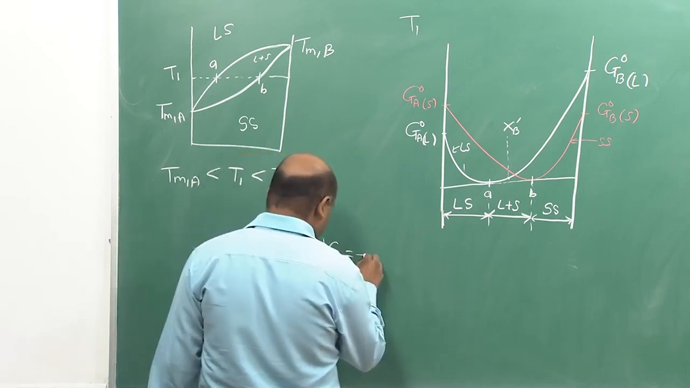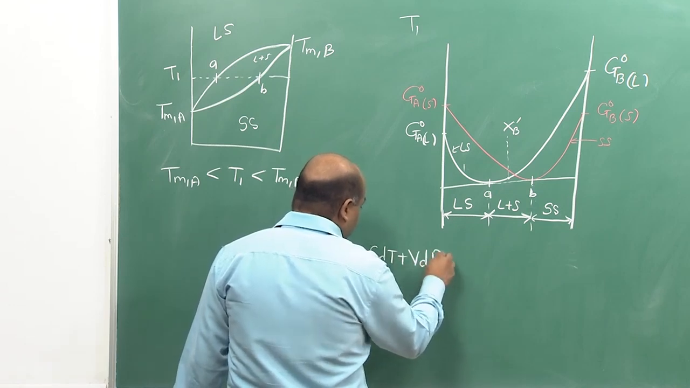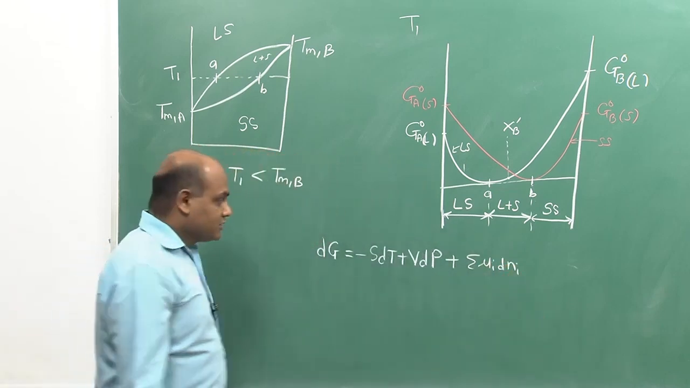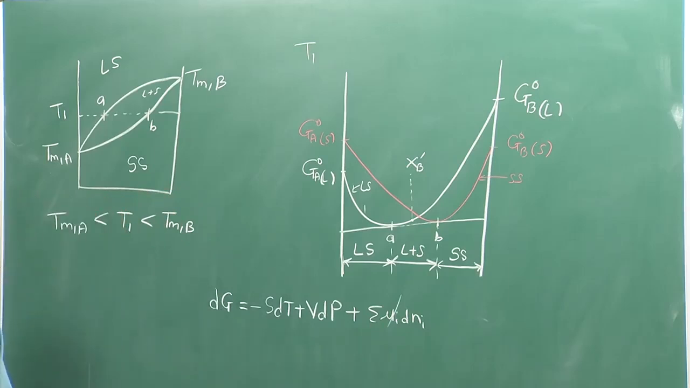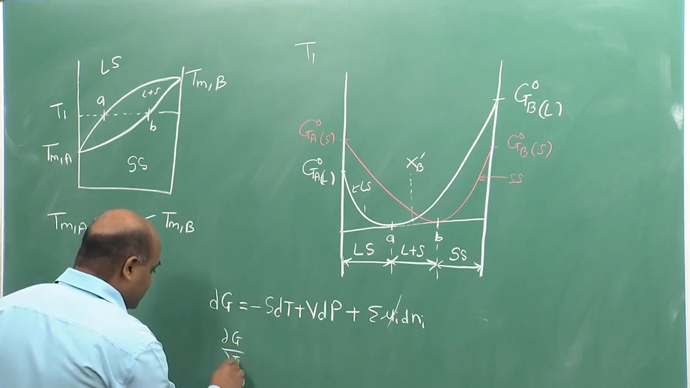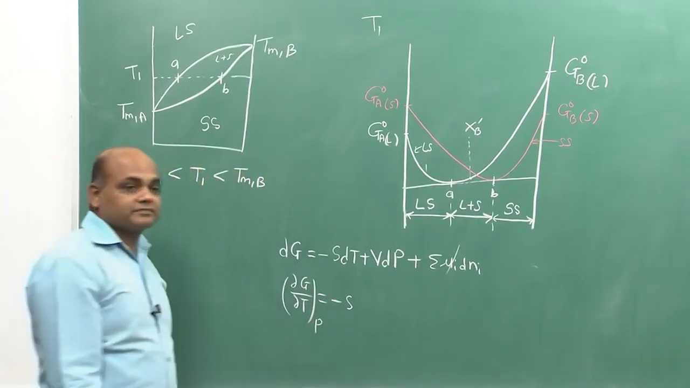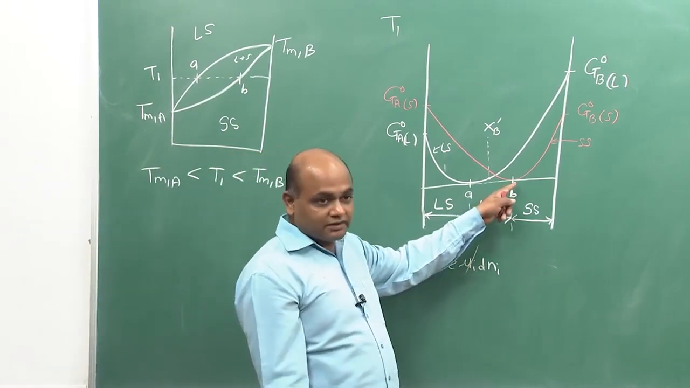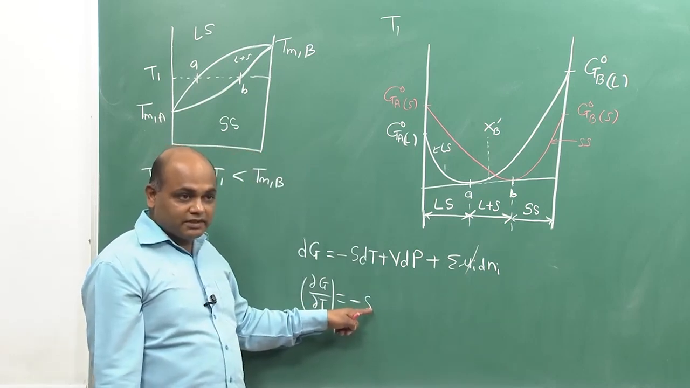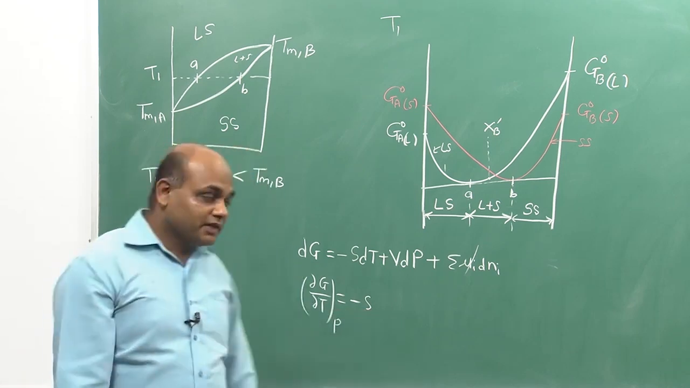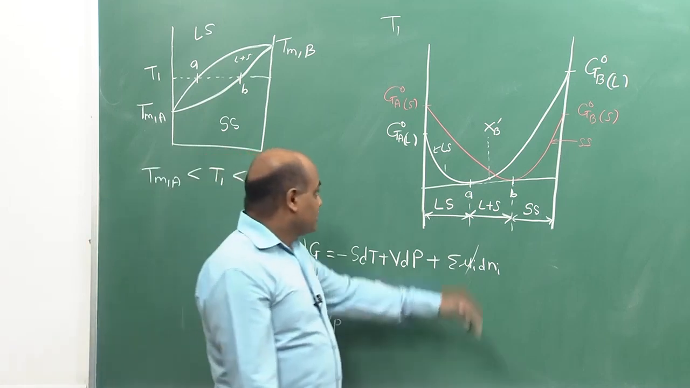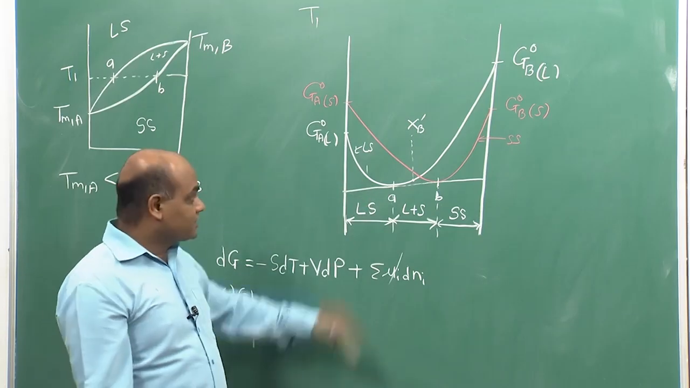You know this equation of state, dG is equal to minus S dT plus V dP, obviously plus sigma mu_i dn_i. At constant composition, this will be 0. So, at constant pressure, dG/dT is equal to minus S. So, if you consider any composition, as I increase the temperature, the Gibbs free energy should decrease, because the slope is minus S. So, the slope is always negative, the Gibbs free energy should always decrease with temperature, but the entropy of liquid is higher than the entropy of solid. So, the liquid curve will shift down faster than the solid curve.